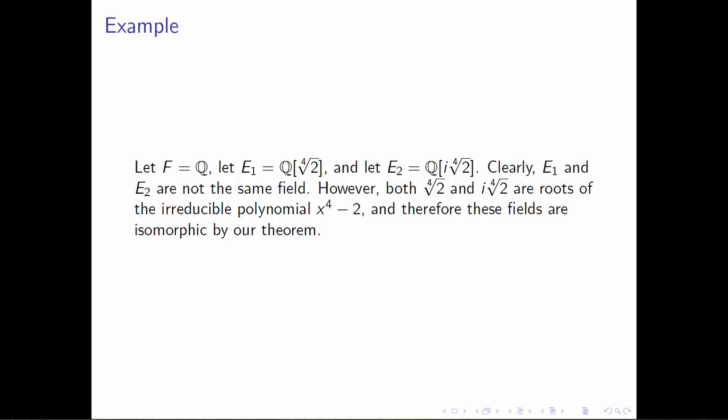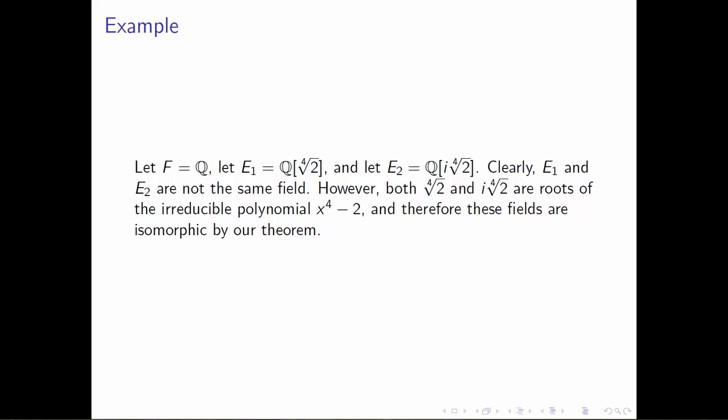However, according to the previous theorem, these two fields, E1 and E2, are isomorphic. That's because both the fourth root of 2 and i times the fourth root of 2 are roots of the irreducible polynomial x to the fourth minus 2. Irreducible over the rationals, that is. And so, applying the previous theorem, there's a map from E1 to E2. It's going to be the identity map on the rational numbers, and it's going to carry the fourth root of 2 to i times the fourth root of 2. And that's the exact isomorphism between E1 and E2.